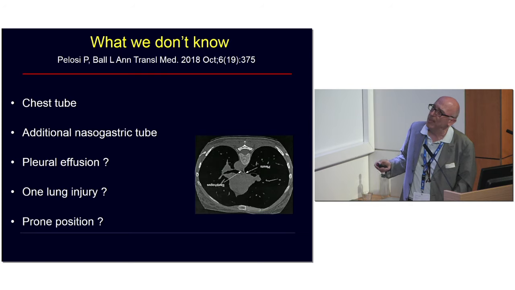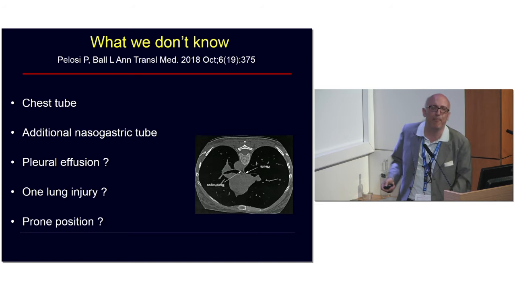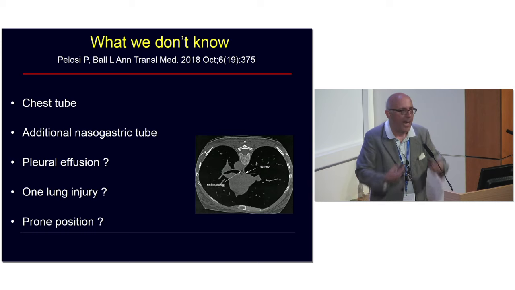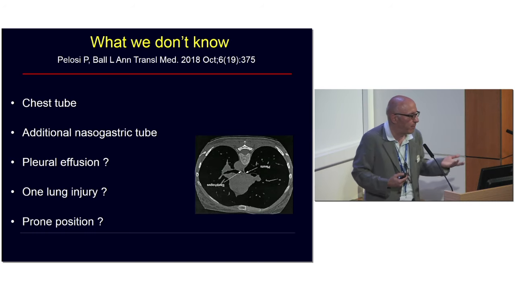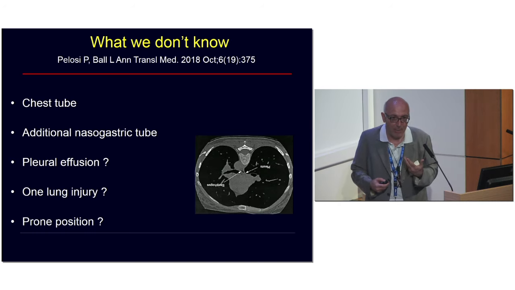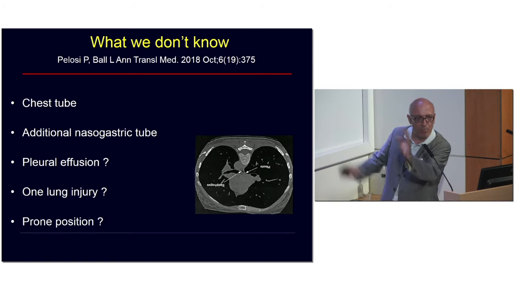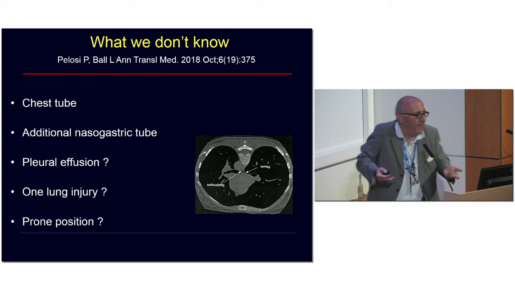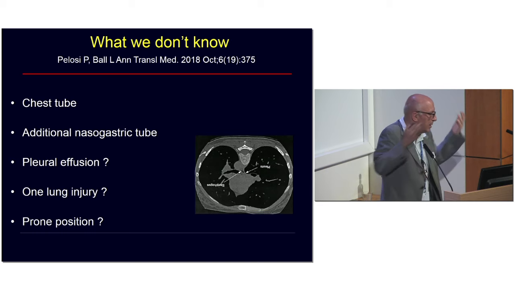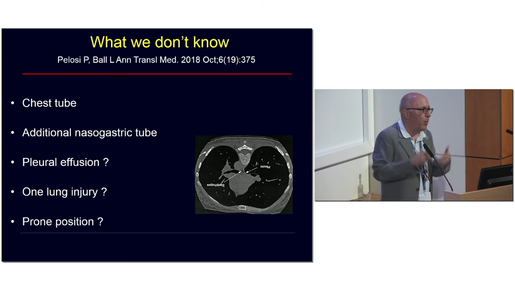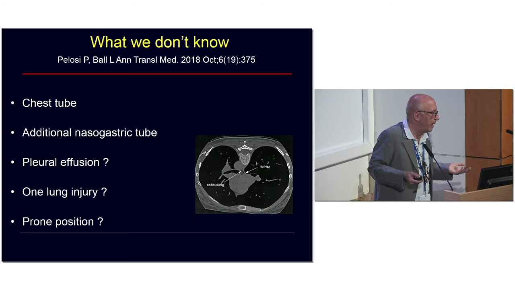So then we have other problems. If you have a chest tube, what should we do? The nasogastric tube we discussed. The effect of pleural effusion is another issue. When you have one lung injury, and prone position was discussed today. I measured esophageal pressure in supine and prone, but we have a problem, because when we turn the patient prone, this effect is completely reversed. So even the absolute numbers are completely without any relationship with what you are doing.